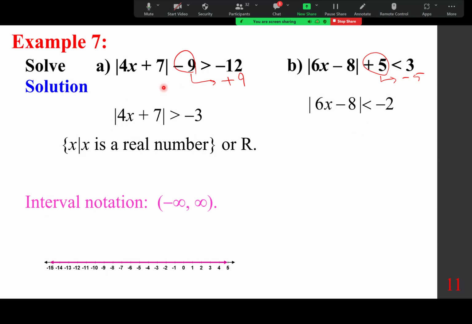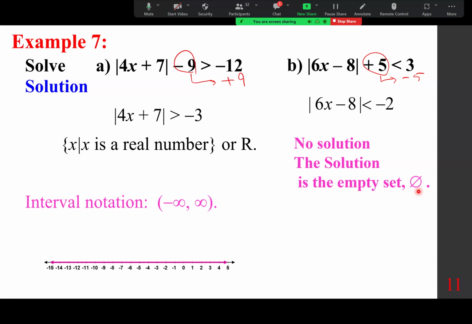And now, this one, all real numbers, because absolute value is greater than a negative number. This one, no solutions. Absolute value less than a negative number. It will never happen. There is no solution. The solution is the empty set, or phi, a Greek letter, which represents an empty set.